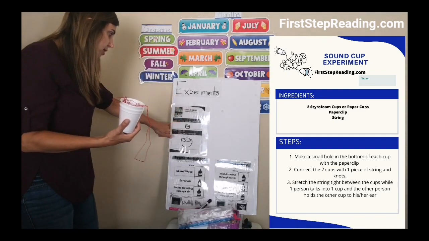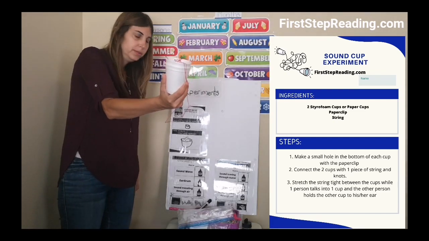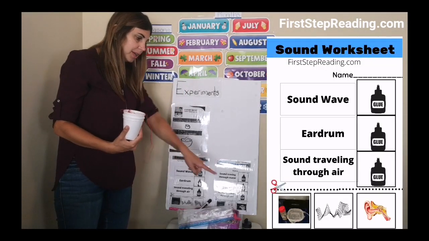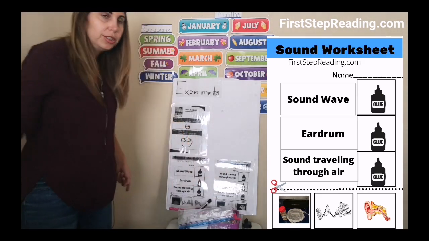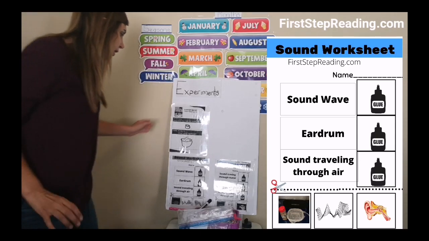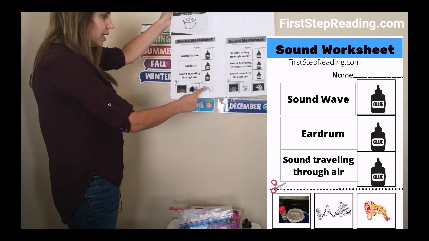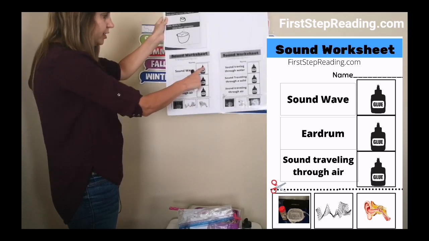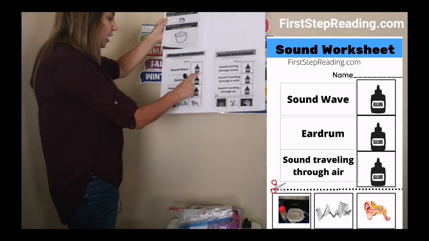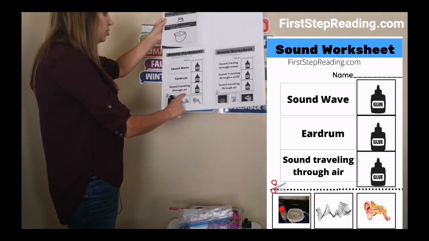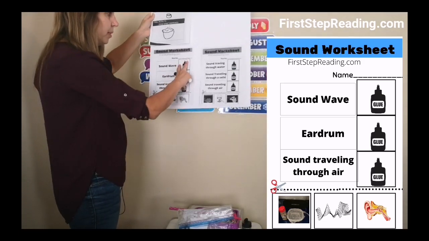Make your hypothesis, your guess on what you think is going to happen with your phone and with the pepper, and what actually happened. And we have 2 more worksheets you can work on. One is about sound waves. What is a sound wave? You cut it out and you paste it. What is an eardrum? You cut out the picture of the ear and you paste it. And sound traveling through air. You cut out the experiment with the pepper and you paste it.